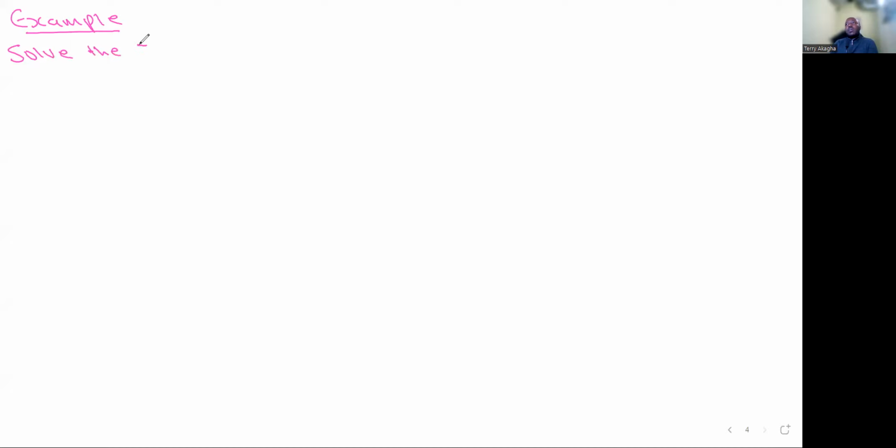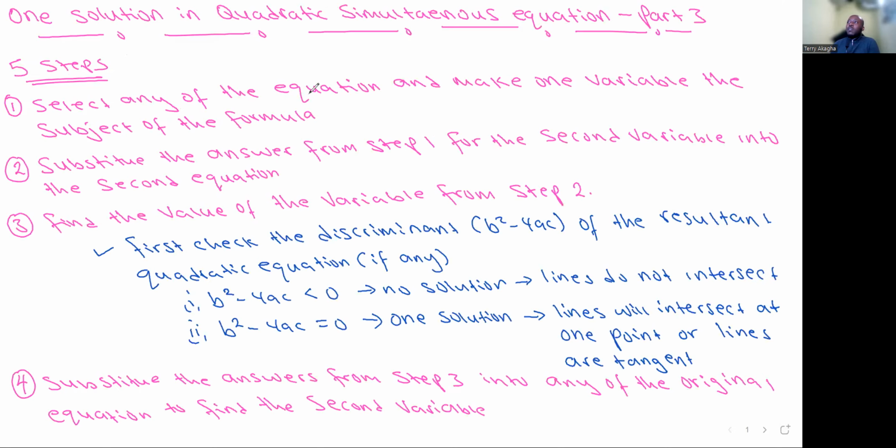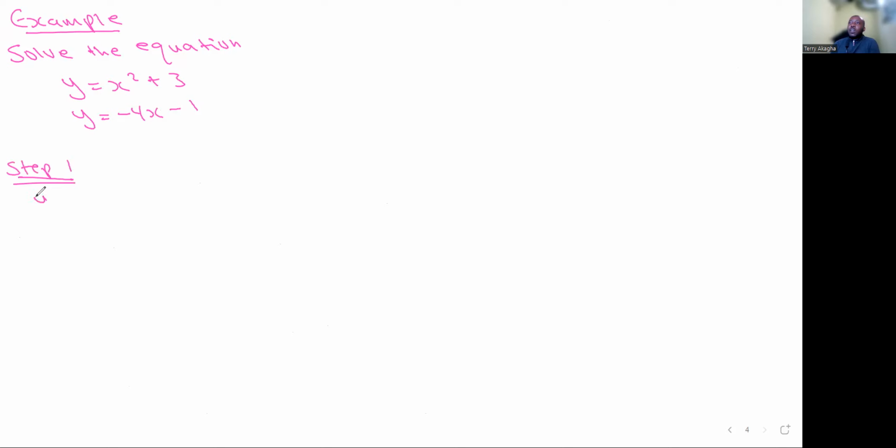So let's solve the equation. The equation we have is y is equal to x squared plus 3, and y is equal to minus 4x minus 1. So what do we do? Step 1. The question said, select one of the equations and make one variable the subject of the formula. So we're going to select one. y is the subject of the formula, so it's easy. We just put it there.